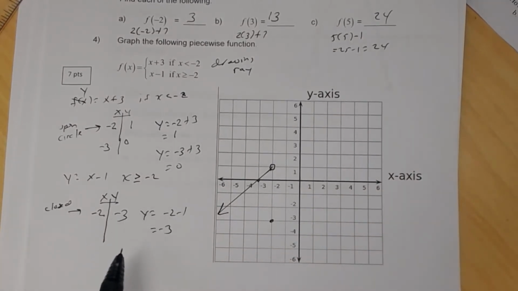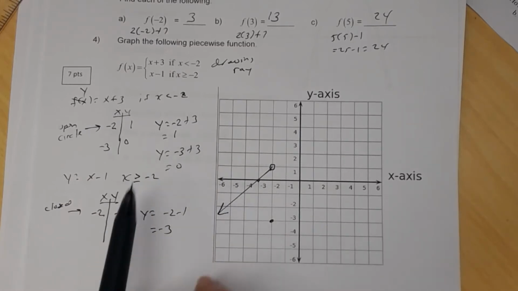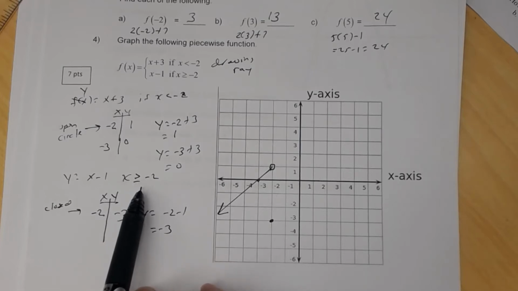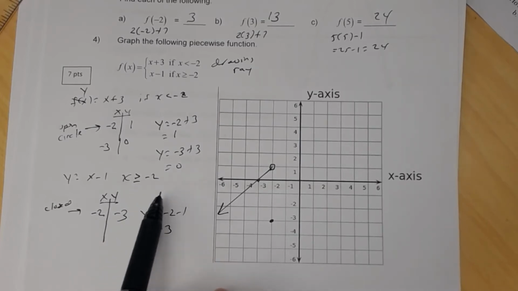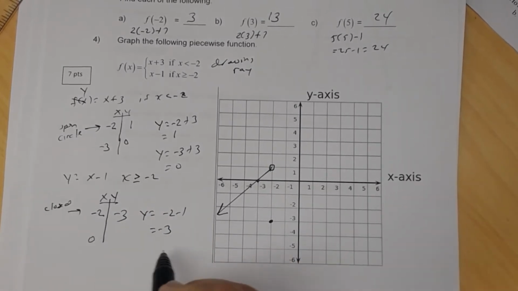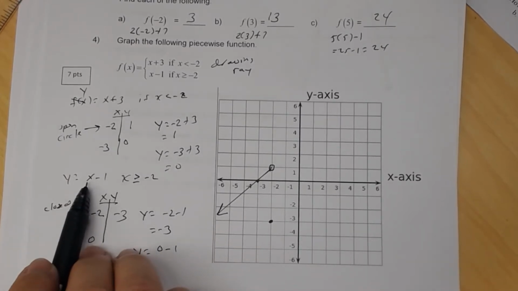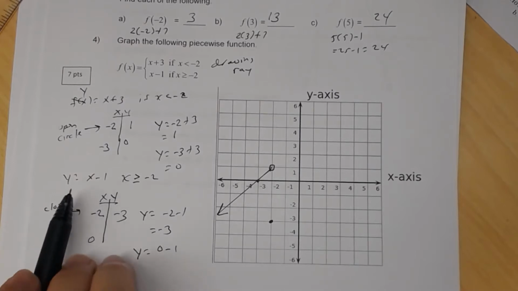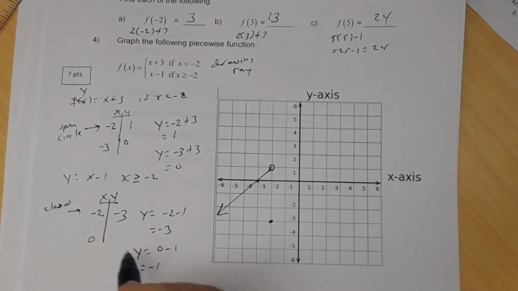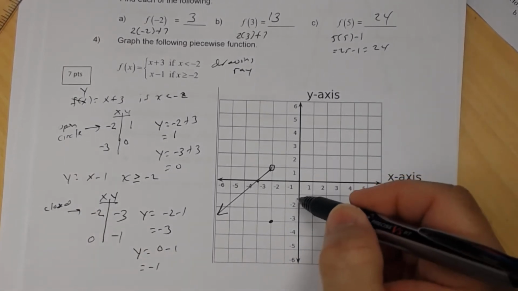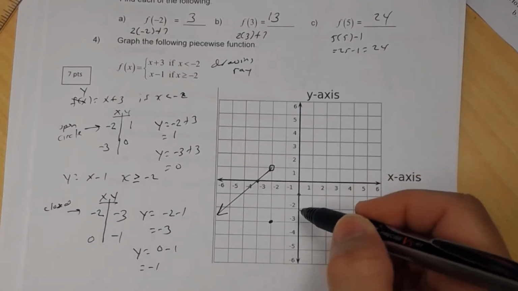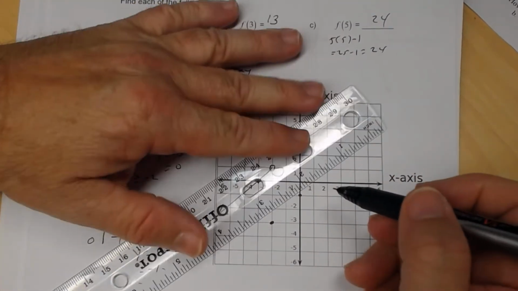So I just need one more point to graph this ray. Now remember, I got to pick a point that's greater than or equal to negative 2. So let's say 0. If x is 0, I get y equals 0 minus 1. So again, in place of x, you substitute 0. So 0 minus 1, which is a negative 1. So 0, negative 1 is here. And then again, just use a straight edge to graph this.